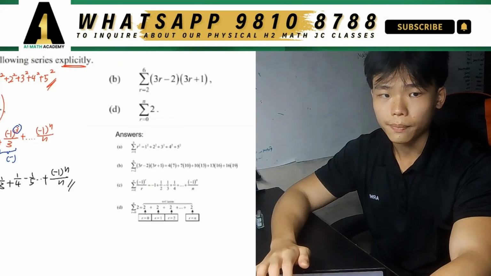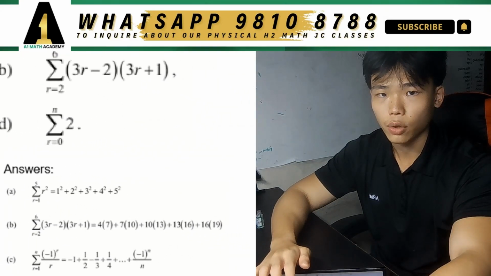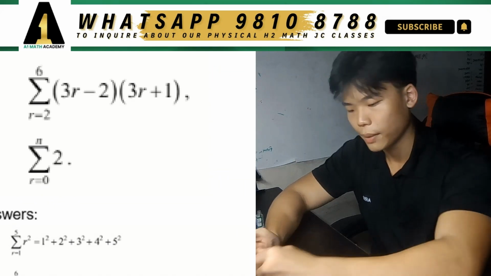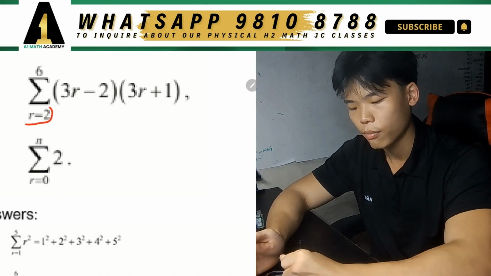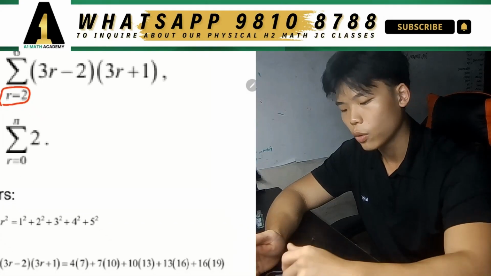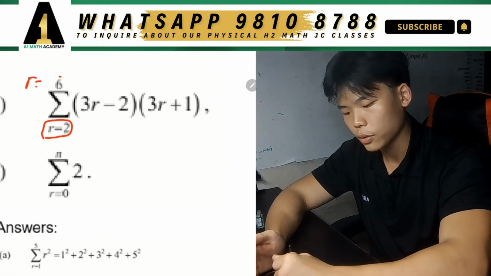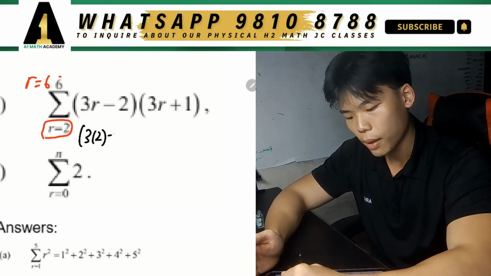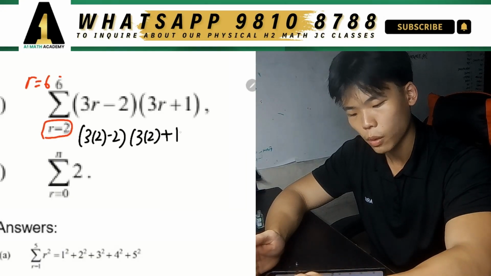Now on to B. This one again is just writing out your answers explicitly, so we don't really need to sum up anything yet. The idea behind this is that we start from r equals 2, and we go all the way until r equals 6. So over here, we'll get 3 times 2 minus 2, 3 times 2 plus 1. This is our first term.